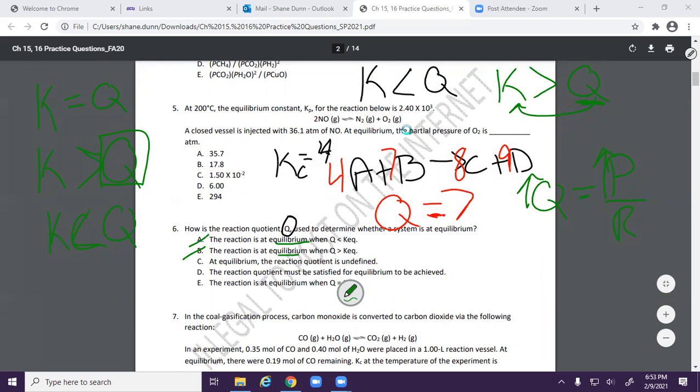Good job. At equilibrium, the reaction quotient is undefined. If I have a Q value, I most likely will have a K value, or vice versa. I tell you it's at equilibrium, so it can't be undefined. If the equilibrium quotient is undefined, the K value is undefined. That's a stupid question, so it can't be right. The reaction quotient must be satisfied for the equilibrium to be achieved. I don't know what it means to be satisfied. So no, the only one left over is E. They equal each other. Does that make sense? You can't satisfy a constant. It's always there.